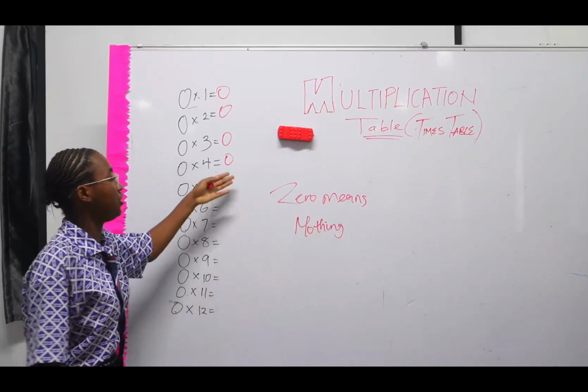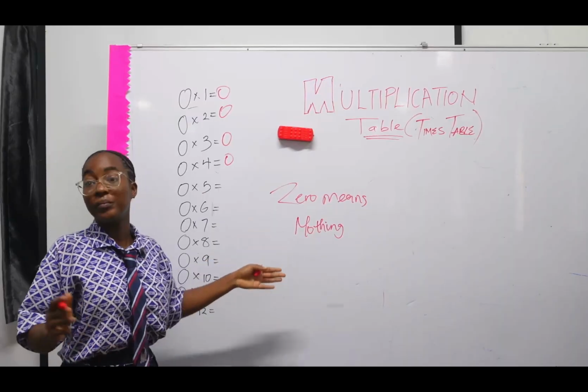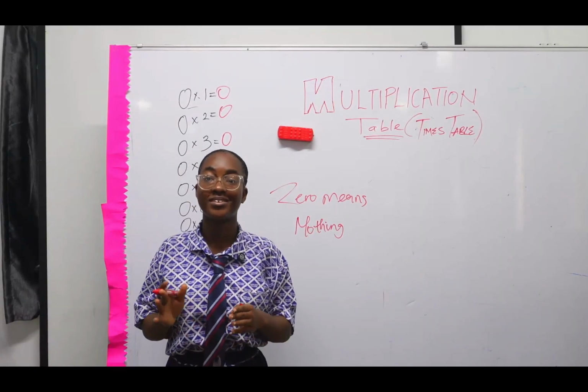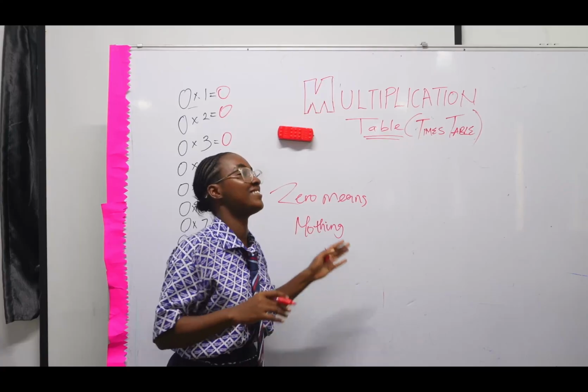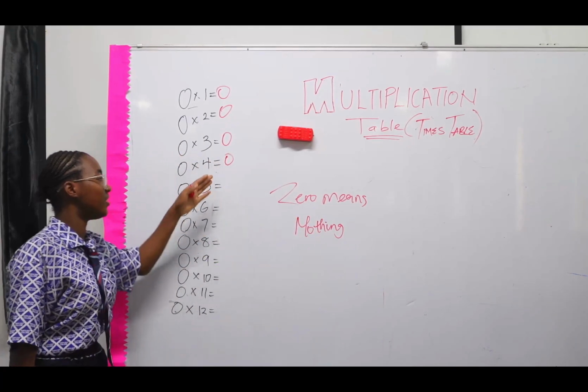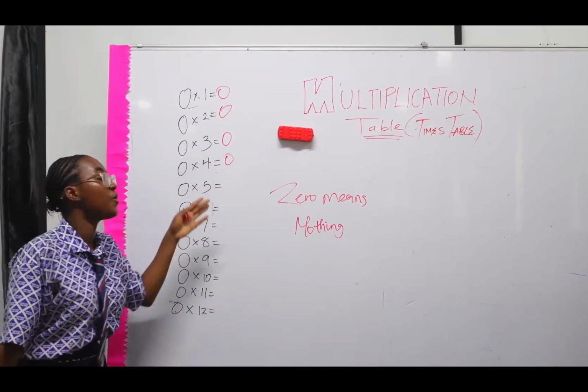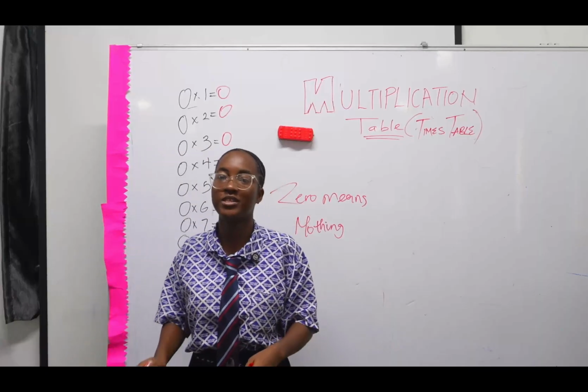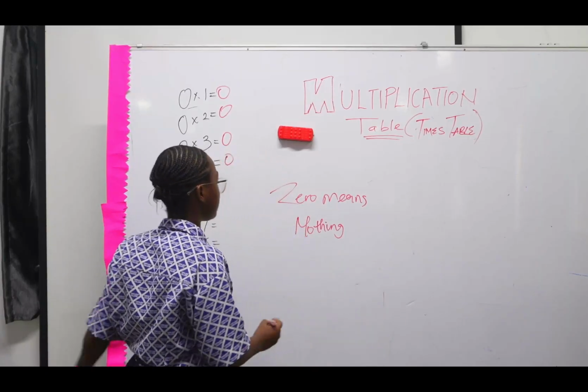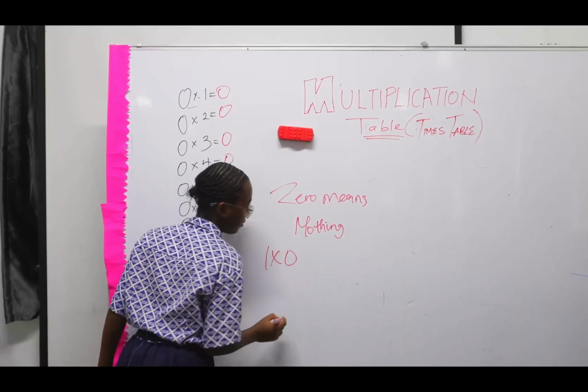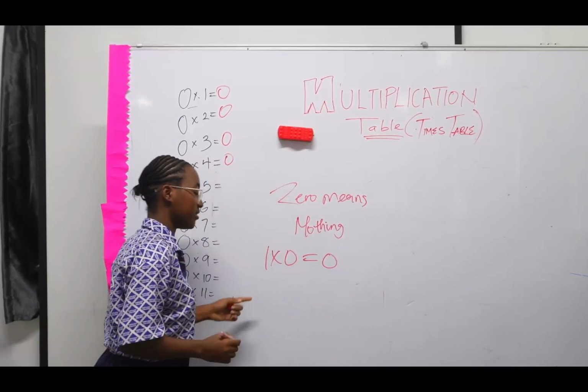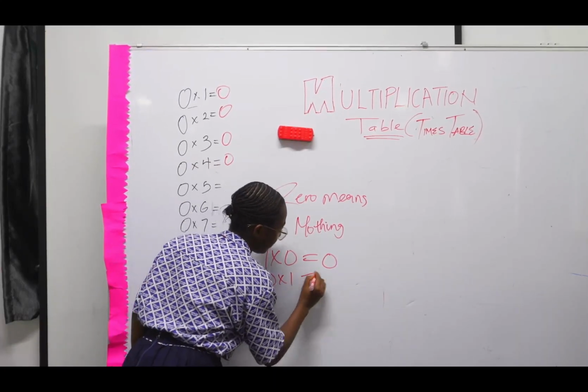We can also use the commutative law, which means the order doesn't matter. One times zero equals zero. You can also say zero times one equals zero.